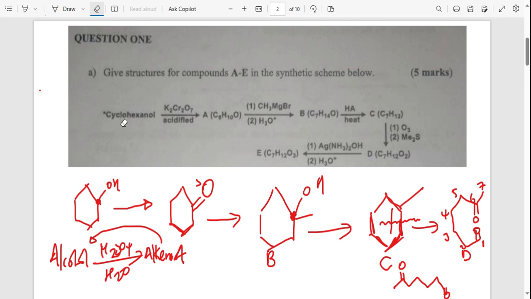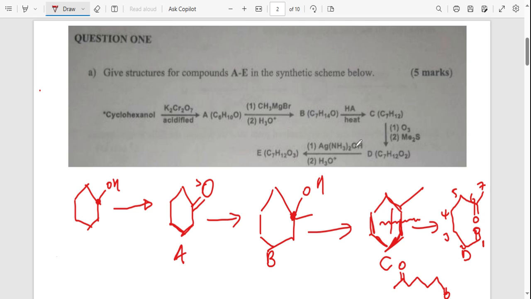That requires heat. That is because if you do not heat, you are going to get other products, which is not what we want. I don't know if that's okay. Is that okay?